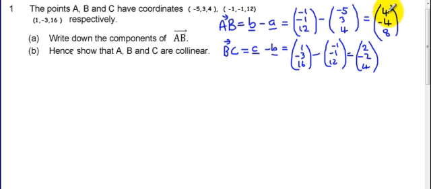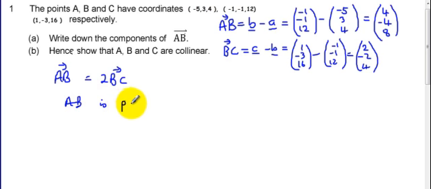We notice that this vector, A to B, is 2 times the vector B to C. So we can write down that AB is equal to 2 BC. When we can do this with 2 vectors, or 2 directed line segments, we can then conclude that AB must be parallel to BC.